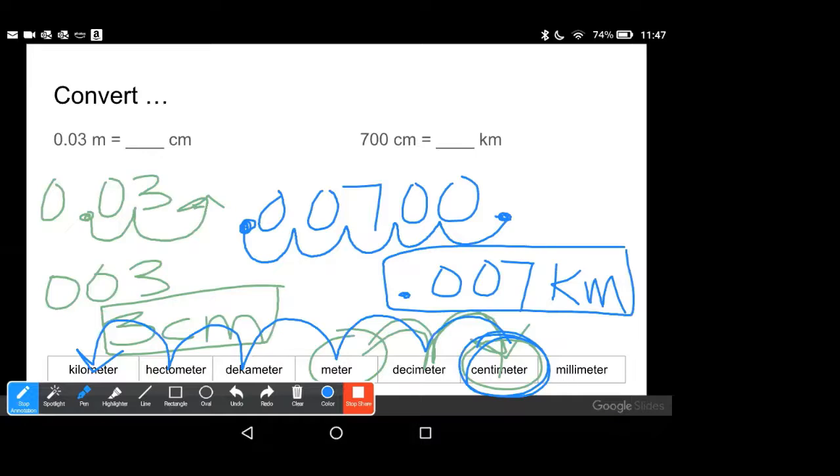Okay, so like I said, it's just about moving the decimal place. You can multiply by 10, divide by 10, do all that good stuff. That's what you want to do. But when you do that, all you do is move your decimal place. So it's a little bit easier just to look and see how many boxes you have moved.